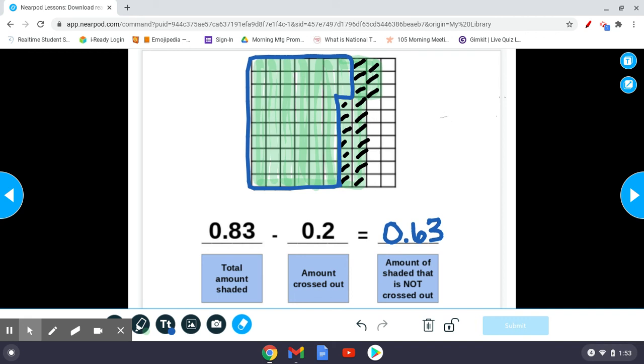Tomorrow we will be continuing to practice modeling with subtraction. If you have any more questions, please join me at office hours.